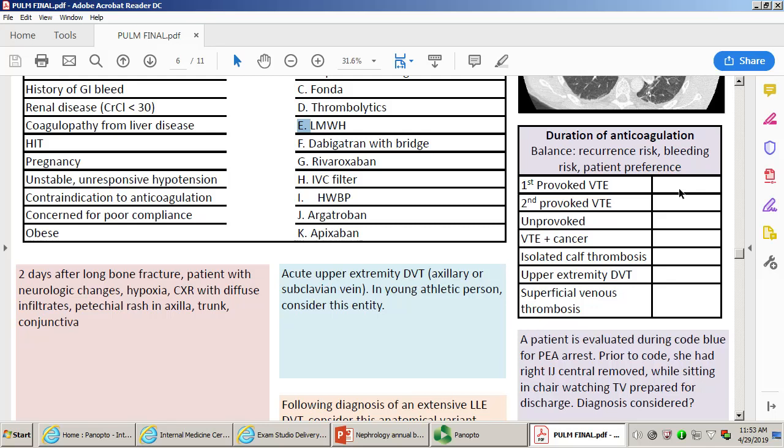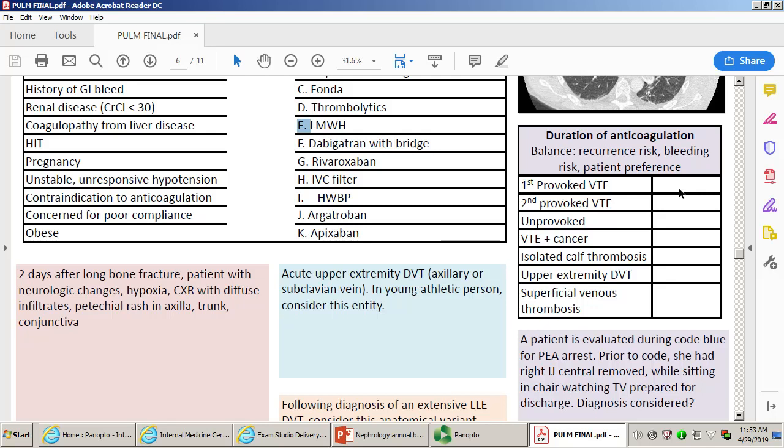If you're worried about their compliance with actually taking the pills, the NOACs are hard because you don't have a way to measure their compliance if they're having recurrent events. Whereas with Coumadin, you could say, yes, you are therapeutic or no. So there's not really a good answer for that. And then obesity.